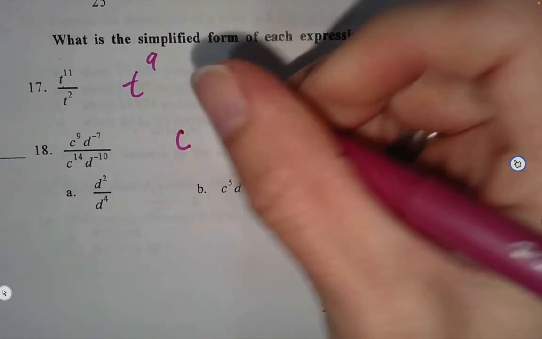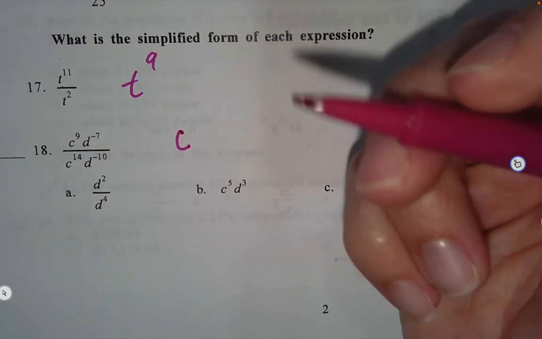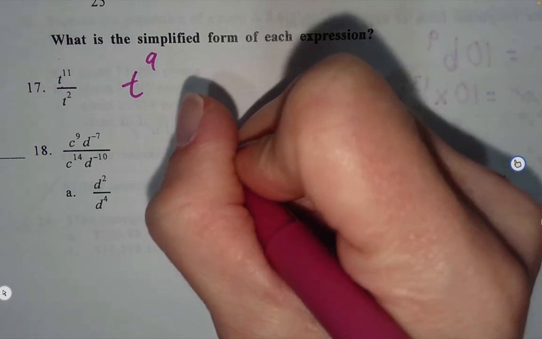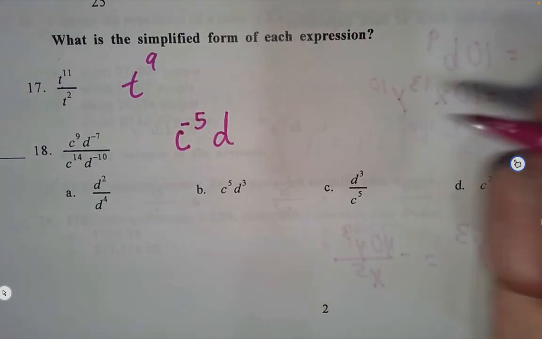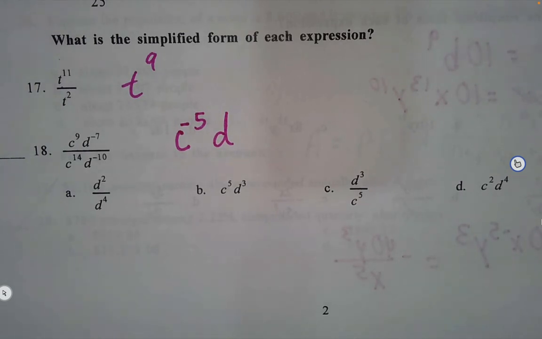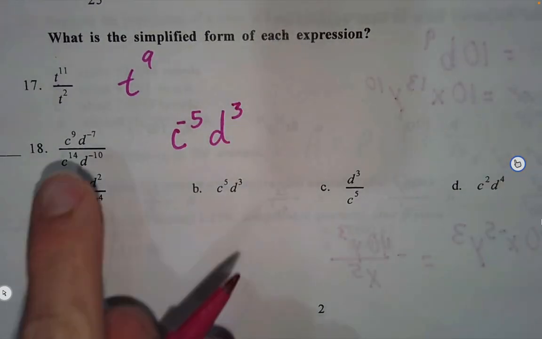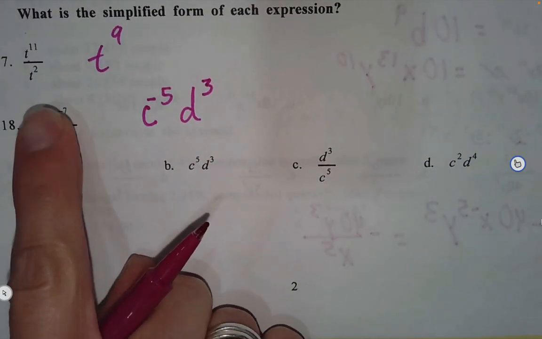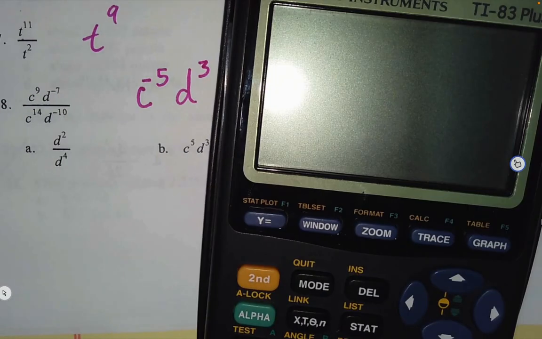So for C, what is 9 minus 14? It should be a negative 5. Okay, now for our D's, and we'll take care of that in a minute. Be very careful. What is -7 minus -10? It's 3. Be very careful. Use your calculator because you're subtracting. -7 minus -10.